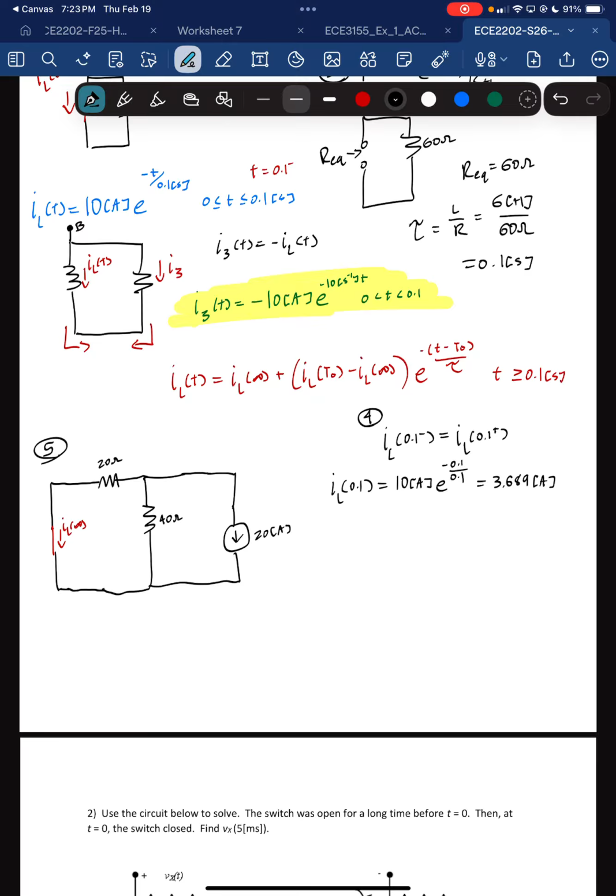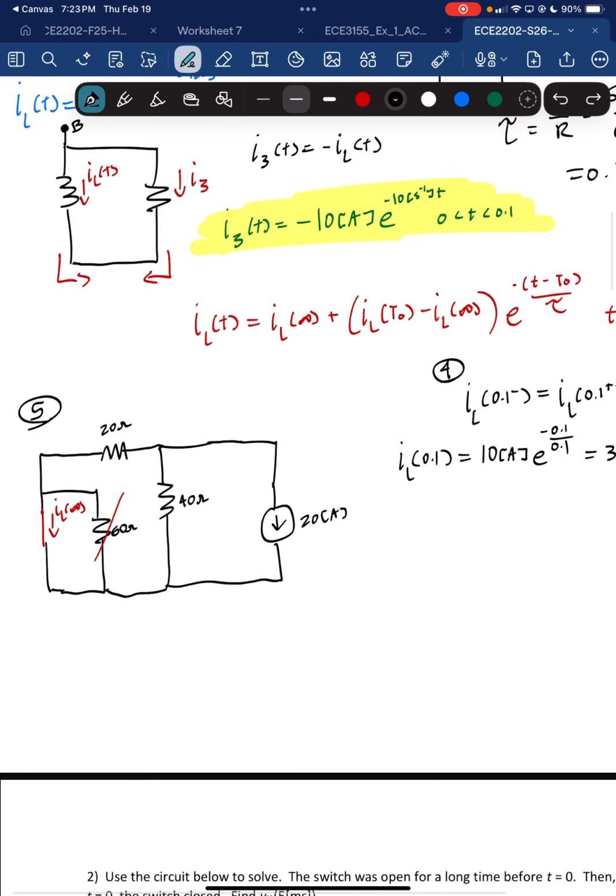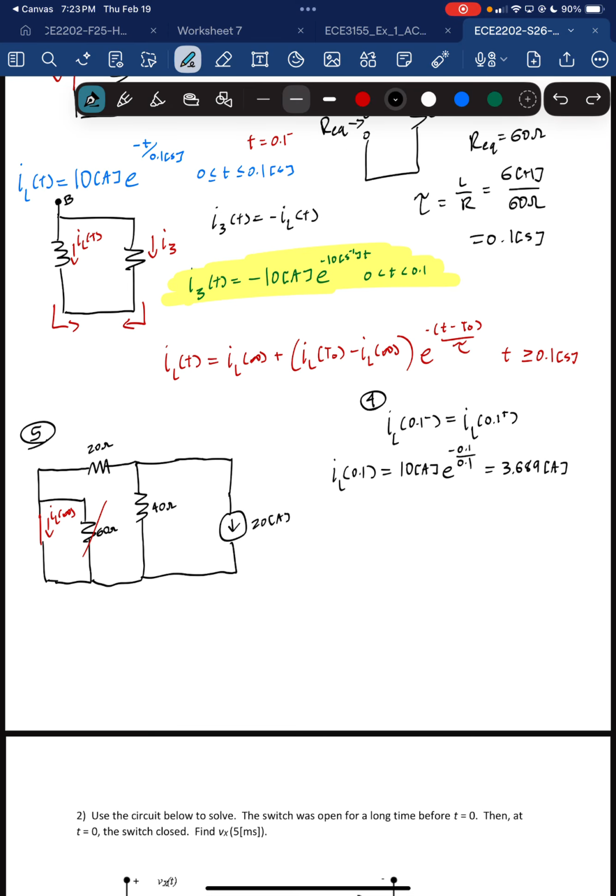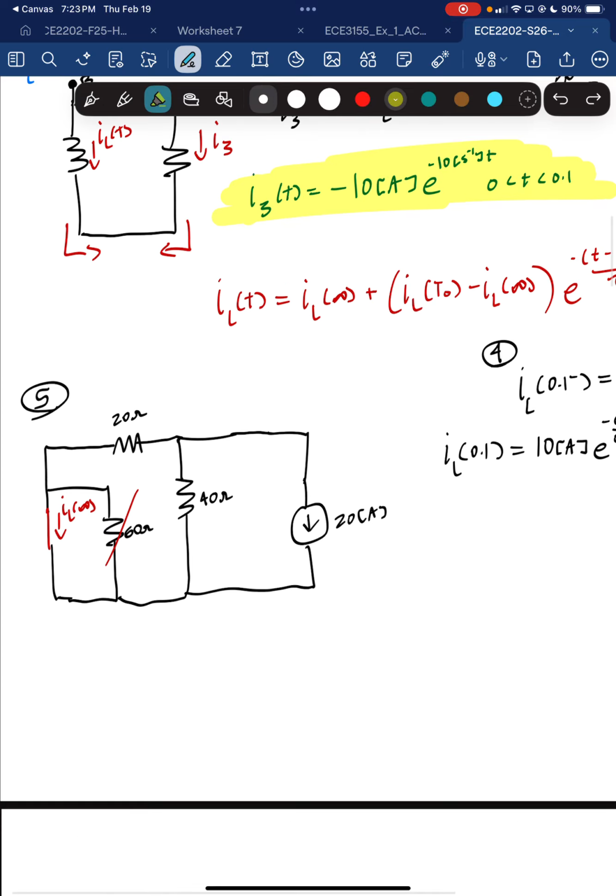Now, what would be the easiest way to solve for I of infinity here? Why does the 60 ohm resistor get shorted out? Yeah, so it's because it's being shorted, right? Definitionally, a component is getting shorted when the same node is on both sides of it. So if we highlight it, you see that this same yellow node is on both sides of it. Whenever that happens, you can get rid of the component.